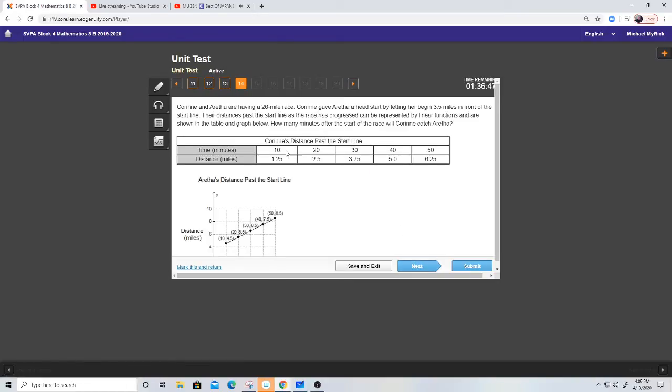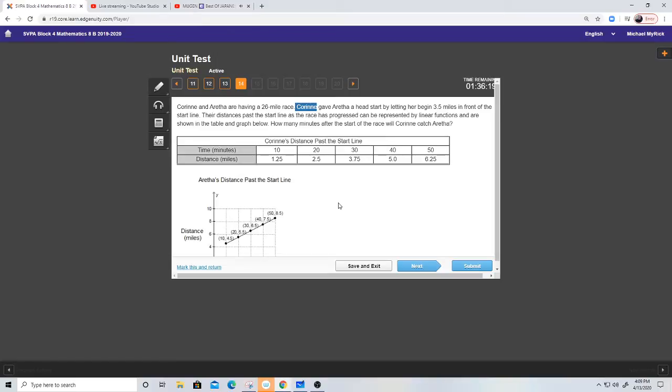This should look familiar. Corey and Aretha are having a 26-mile race. That's called a marathon, for anybody wanting to know that nerdy stuff. Corey gave Aretha a head start, letting her begin 3.5 miles in front. Their distances past the start line as the race progressed can be represented by linear functions shown in the table and graph below. How many minutes after the start of the race will Corrine catch Aretha?